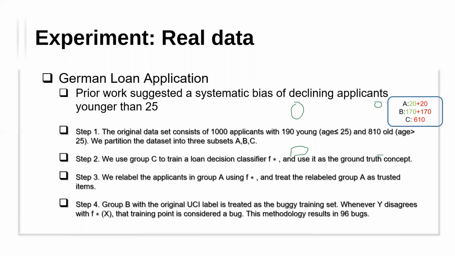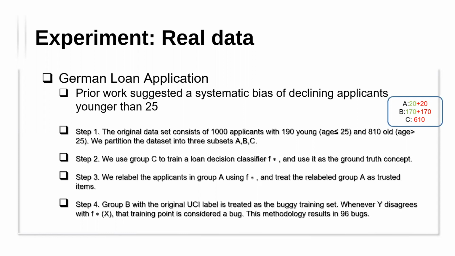So how they collect their data set: prior work suggests there might be a systematic bias of declining applicants younger than 25 in the German loan application. Step one, the original data set consists of 1,000 applicants with only 119 young and 810 old. So they partition the data set into three subsets A, B, C. Subset A contains 20 young and 20 old. B contains 170 young and 170 old. And C contains 610 old. So they use group C to train a classifier F.